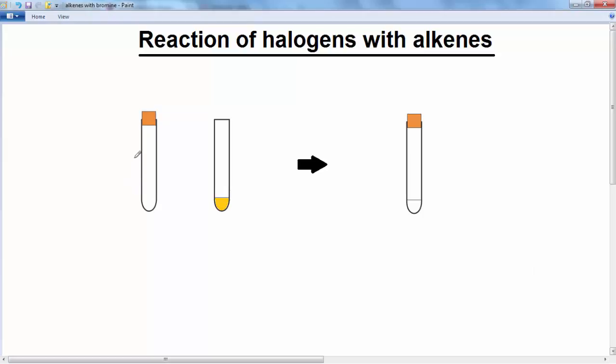Let's just imagine we've got some alkenes, perhaps that we've collected from a cracking experiment where we've been cracking long-chained liquid paraffin into short-chained alkanes and some alkenes, and we've collected the alkenes in a test tube. So let's say we've got some alkenes from the cracking experiment. Now there is a tutorial on this experiment which you can also have a look at.